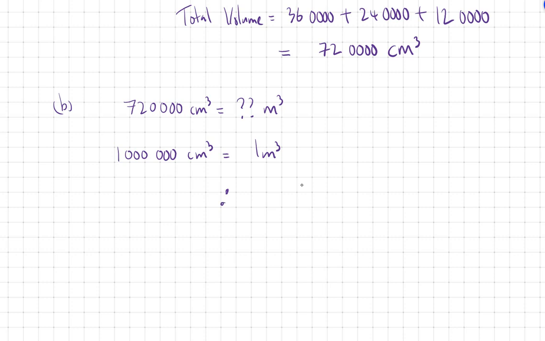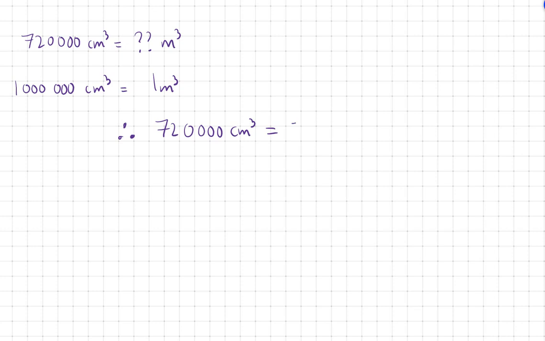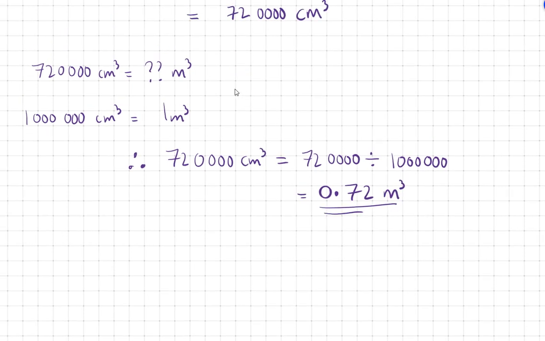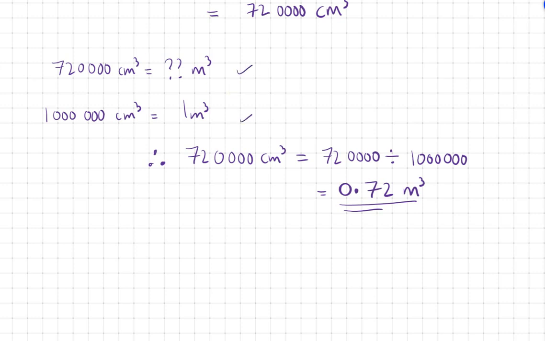So therefore 720,000 centimeters cubed is equal to, what I need to do is 720,000 divided by 1 million, and this will give me 0.72, so again use your calculator for that, meters cubed. So that is my answer. Again, when you are marking your work, I need to see that you've written down the working out and the answer.